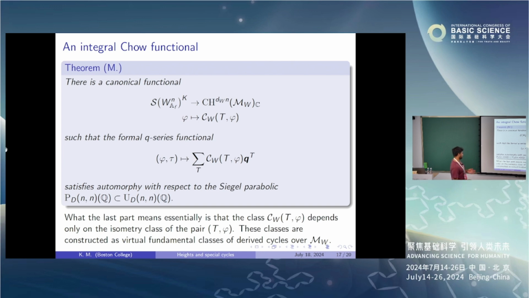So the main thing here is that these classes are constructed as virtual fundamental classes of derived cycles on the Shimura variety. So this is a construction that uses derived algebraic geometry. I don't know how to do it without that.